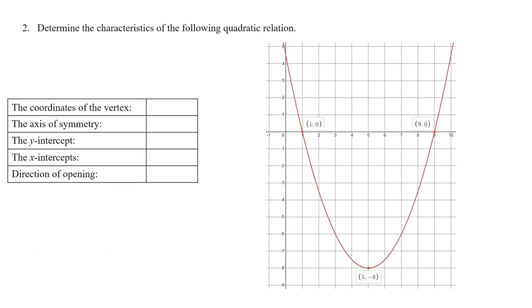Question 2, determine the characteristics of the following quadratic relation. So we're asked the coordinates of the vertex. So we can simply look at the graph here and see that it falls on the point 5, -8. Our vertex is right here, and we know that our axis of symmetry passes right through the vertex. So we can say that our axis of symmetry is x equals 5.